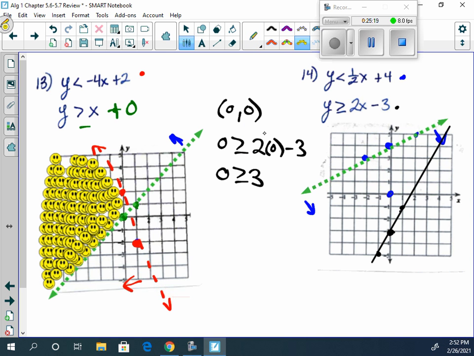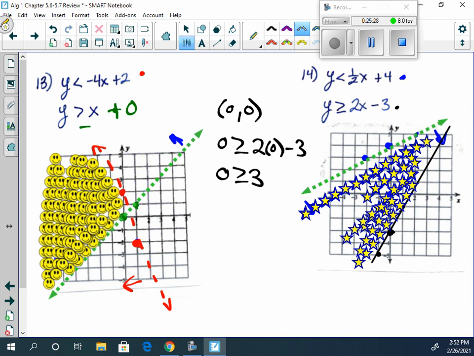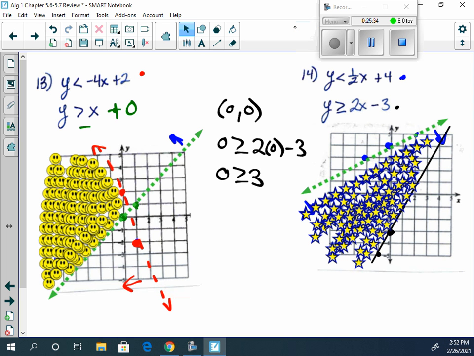Creative pin. Let's do stars. All right, guys. That is.